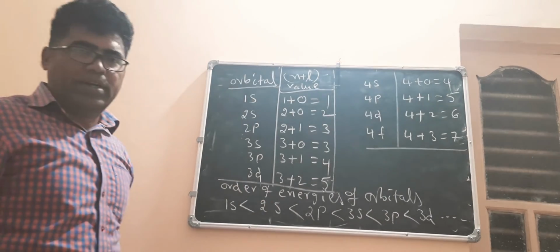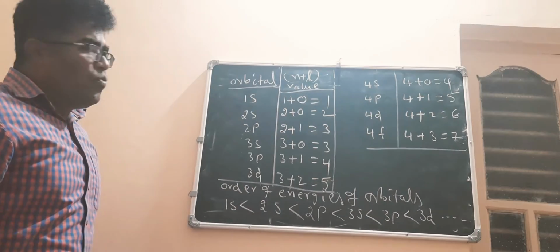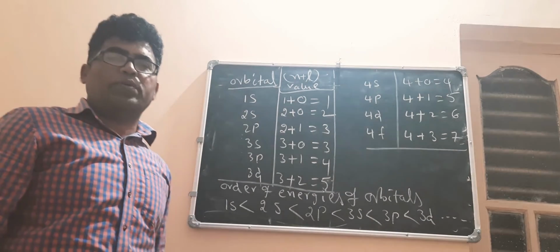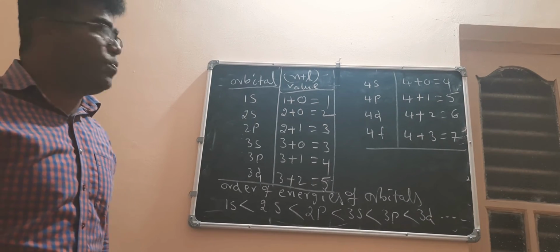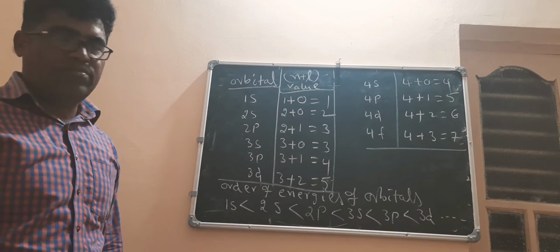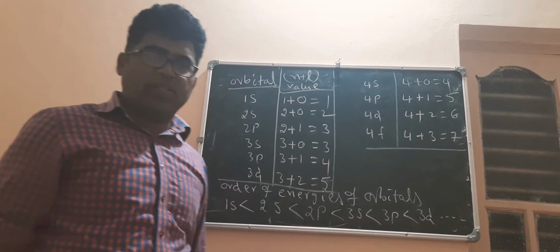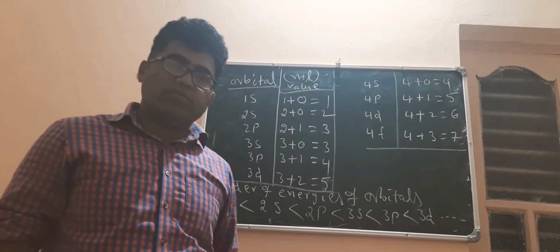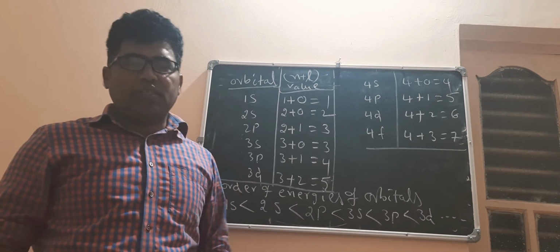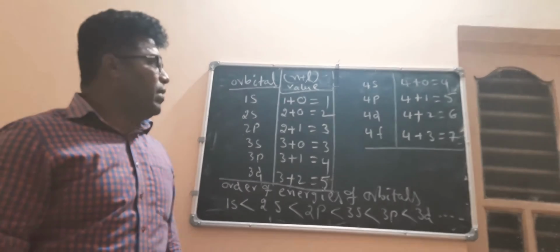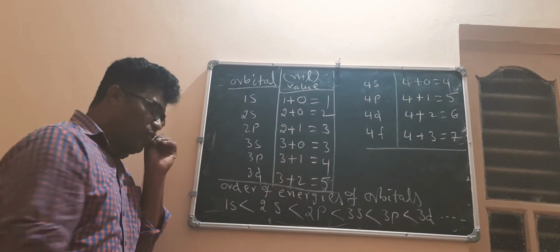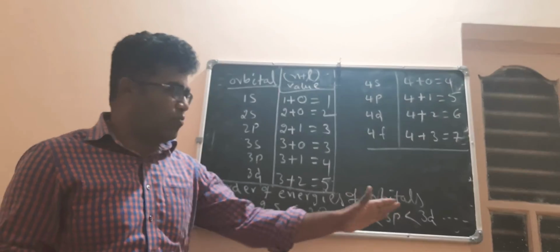The order of energy of orbitals: which has less energy and which has more energy, how do you identify? According to the Aufbau principle, you can identify. What is the Aufbau principle? The orbital which has less n plus l value will have less energy, and more n plus l value will have more energy. If any two orbitals have the same n plus l value, then the orbital which has less n value will have less energy. Now this is the order of energy of orbitals.